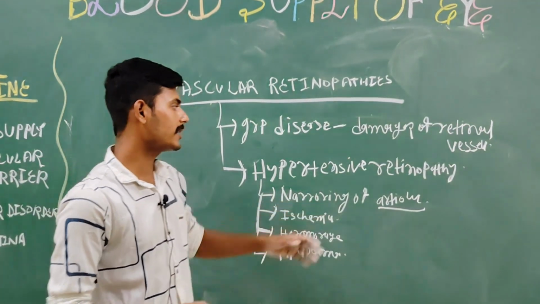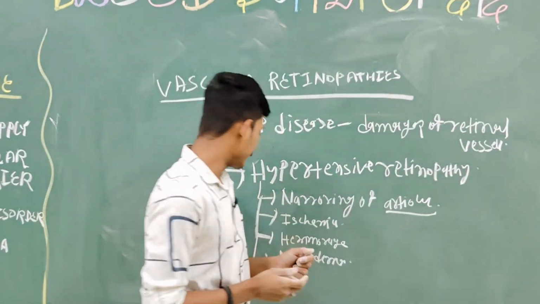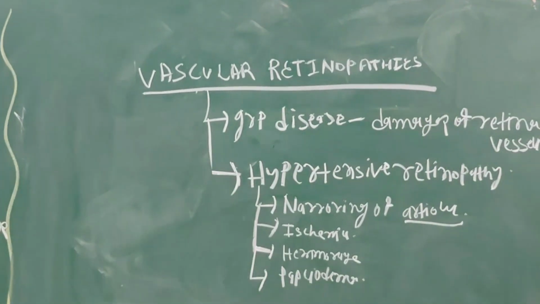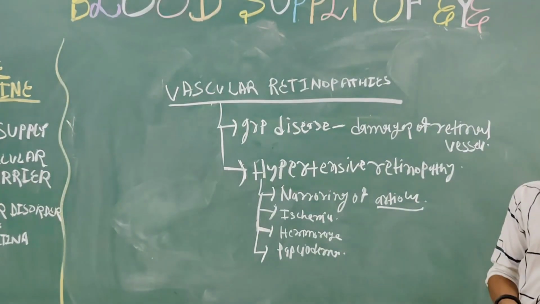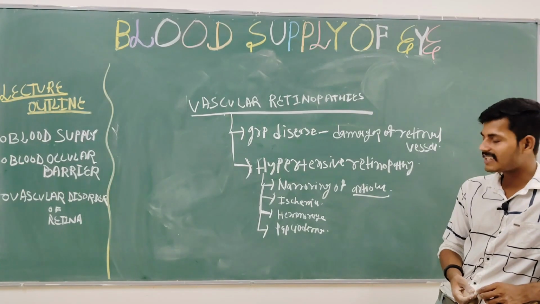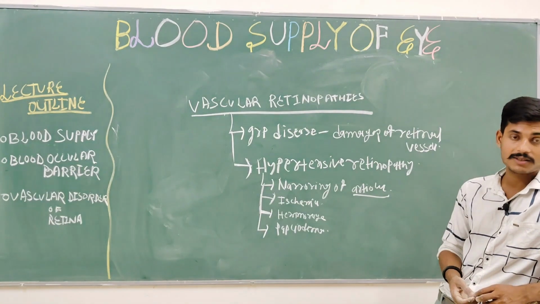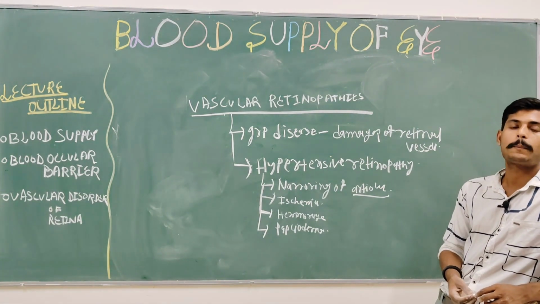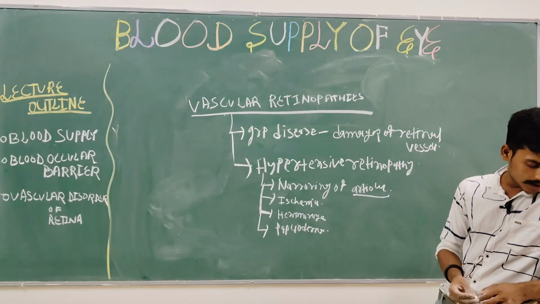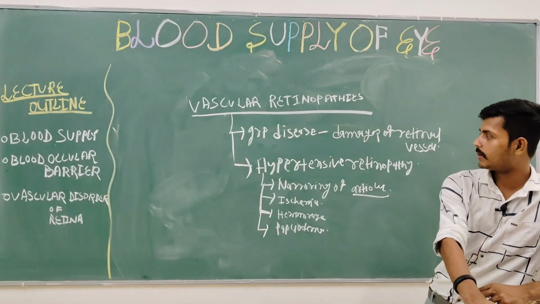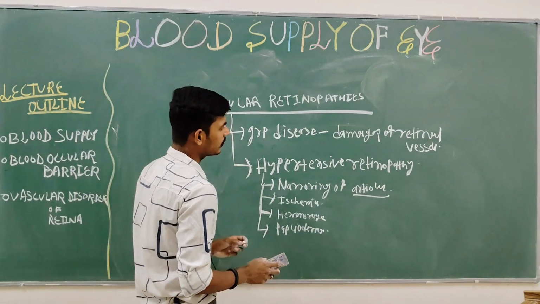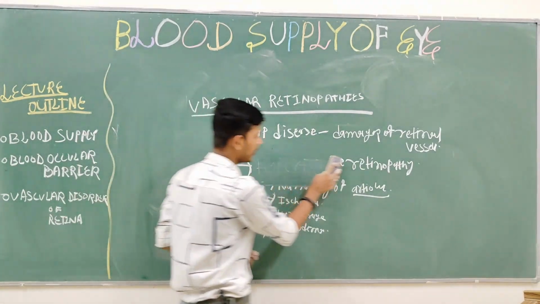What is happening here? There is a narrowing of the arterioles, then ischemia because of less oxygen supply to the tissue, then hemorrhage, and optic nerve inflammation, which is termed papilledema. Understood? Now let's go to another class of retinopathy, called diabetic retinopathy.